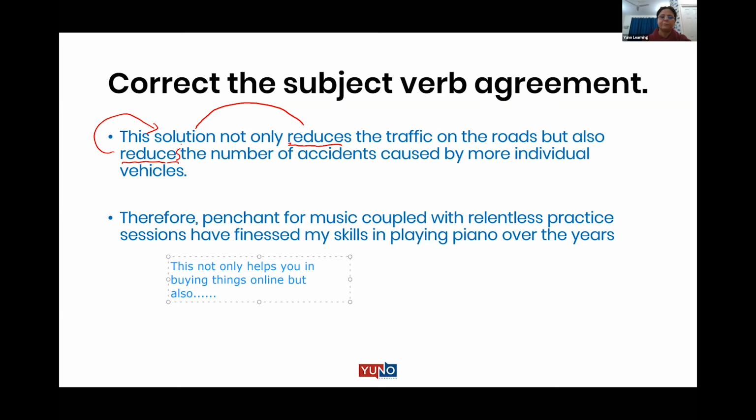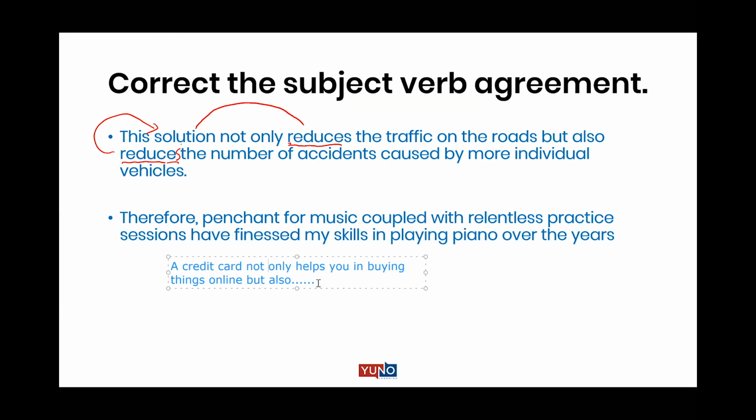What should I put, Himaja? A credit card. Now I'm changing it. A credit card not only helps you in buying things online, but also, what else does it do? We can also use it outside. Also, we can take a loan from there. But so this sentence, wait, Himaja. So what should I put? It helps you in this. So a credit card helps you in buying things online, and it helps you in what else? Yes, it helps you in.